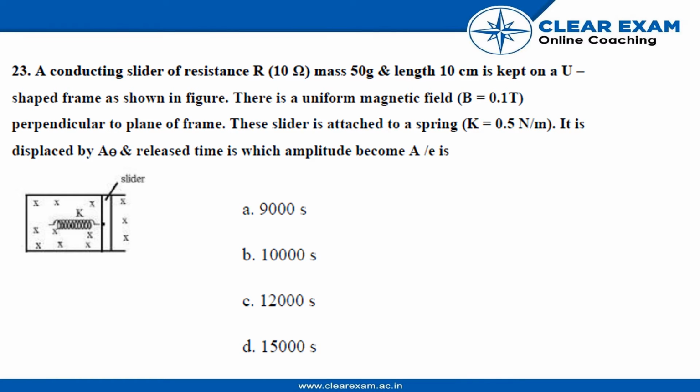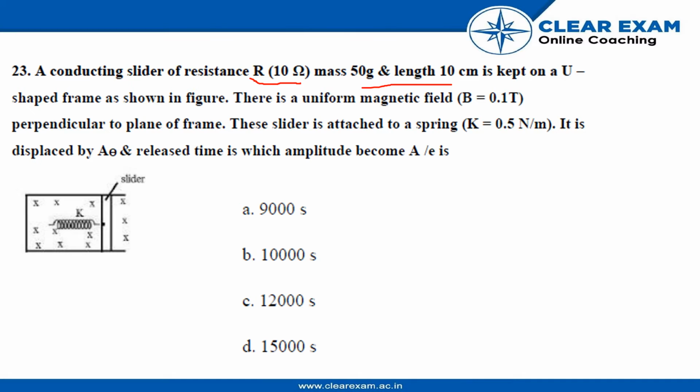The question is: a conducting slider of resistance 10 ohm, mass 50 gram and length 10 centimeter is kept on a U-shaped frame as shown in the figure. There is a uniform magnetic field B equal to 0.1 T perpendicular to the plane of the frame. The slider is attached to a spring of K 0.5 Newton per meter.